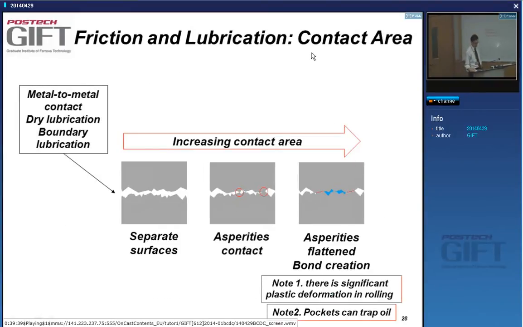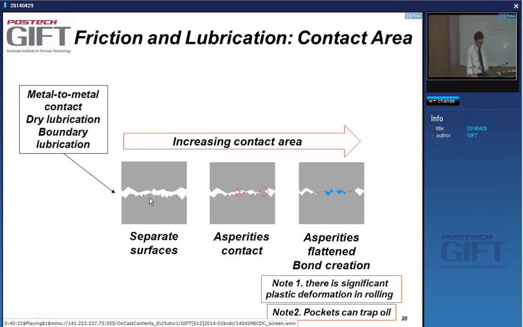So let's have a look at two surfaces, two technical surfaces. Technical surfaces of all kinds are never atomically smooth. They have a certain roughness and waviness at the surface. So let's have a look now at metal-to-metal contact. Say there's no oil. We call this dry lubrication. There are no lubricants. It's just dry. And this kind of lubrication is also called boundary lubrication, when there is little or no lubricant.